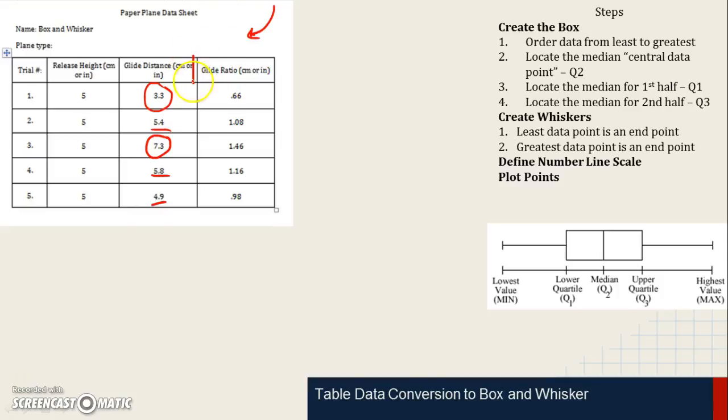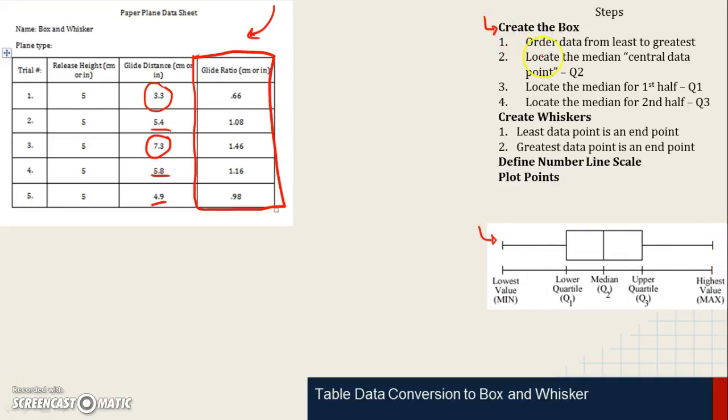The box and whisker plot that we're going to make will be based on our glide ratio, so we're using this column. We're going to make something that looks like this. Here's our box, and then these are the whiskers. So how do we make the box? Let's start there. We're going to create the box.